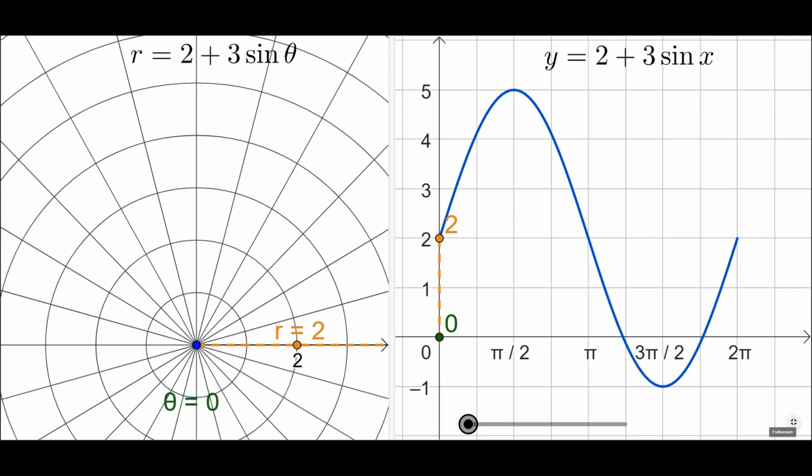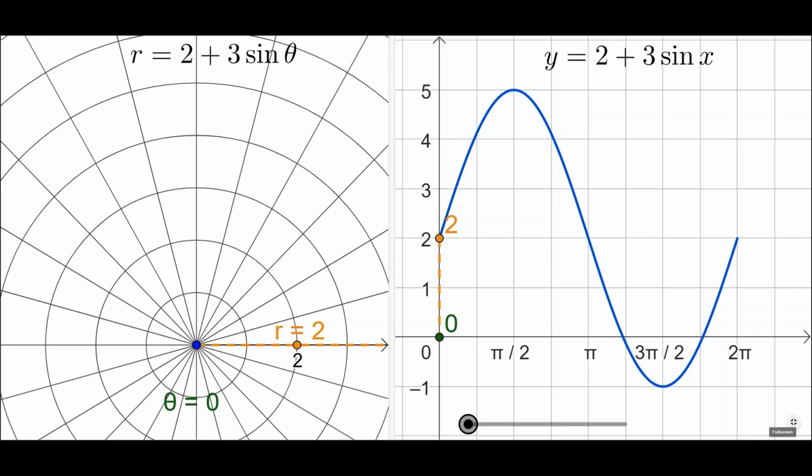Remember, the 2 is our vertical shift, which means the graph has been moved up 2 units. That's also the midline of the graph, the horizontal middle of the graph. The 3 is the amplitude, so it tells me from the middle of the graph how high up it goes and how far down it goes. From 2, it's going to go up 3 units to 5, and it's also going to go down 3 units to -1.